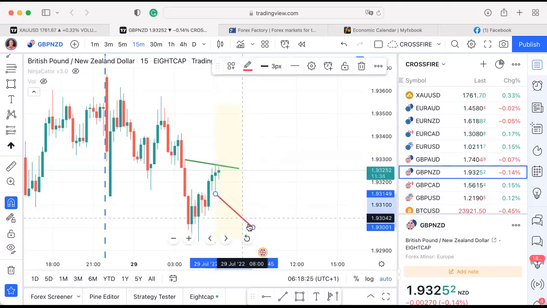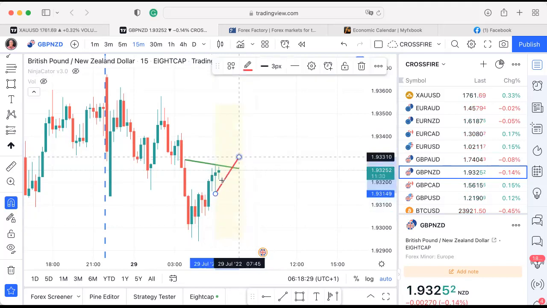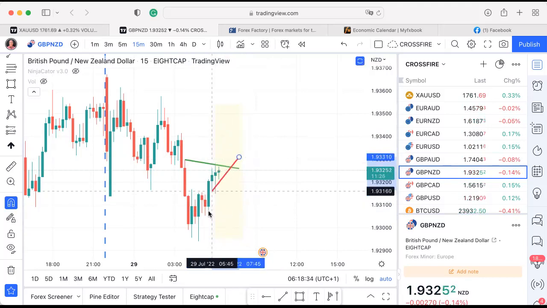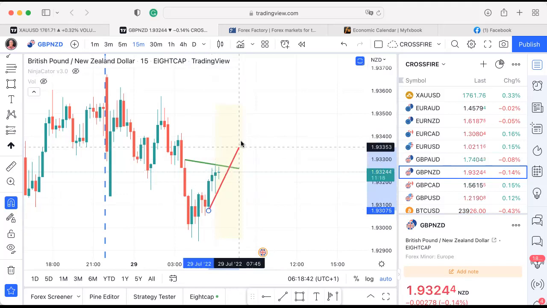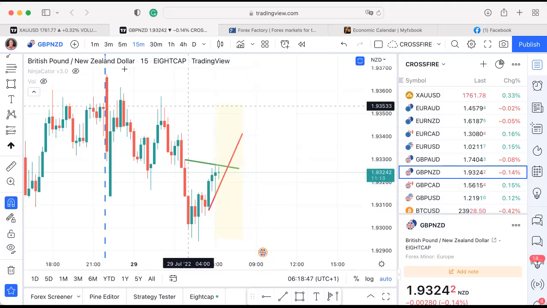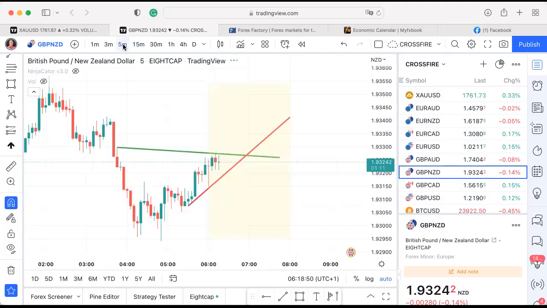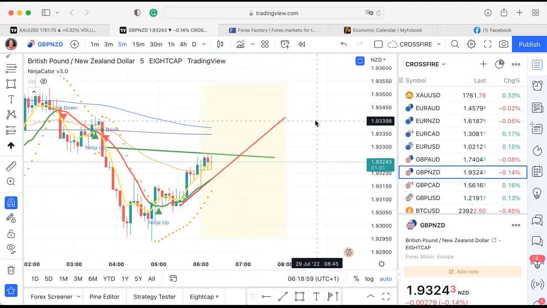There we go. And no, I've got that wrong. I need to go to this one here. So this is the 6 o'clock candle. Okay, so we've got all four in place. So the first thing that I do is I change down to the 5-minute chart and I add the indicator, the ninjacator. So let's have a quick summary of my thoughts on these charts.